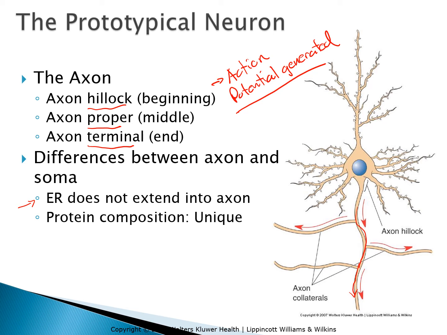Again, the ER does not extend into the axon, and there are different proteins that are going to be expressed in the axon than in other parts of the neuron.